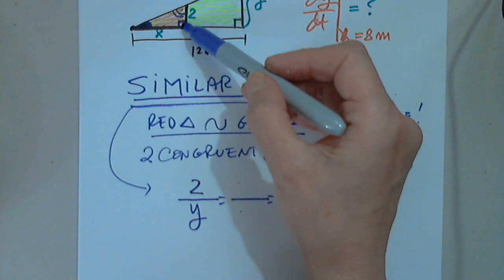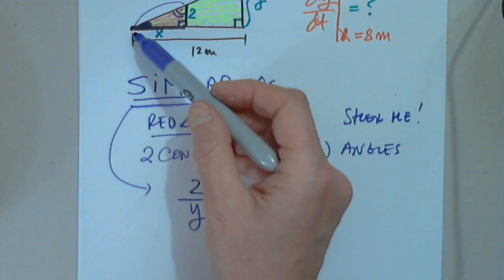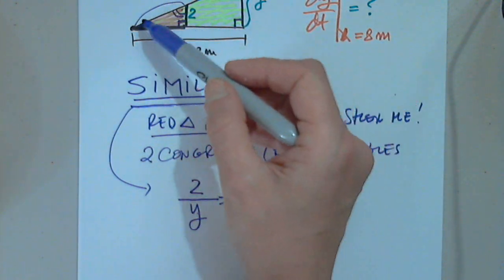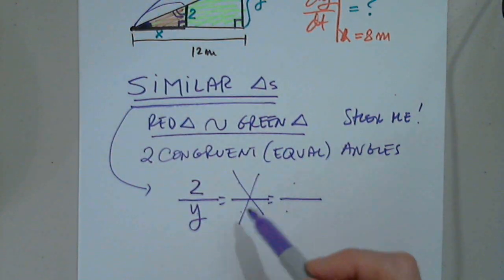I will not use this because who cares? I don't have this. I will not use this. Who cares? I don't have it. So I'm going to skip that.